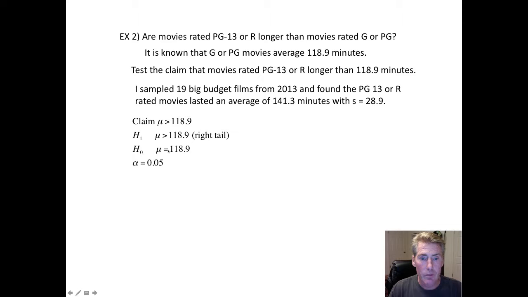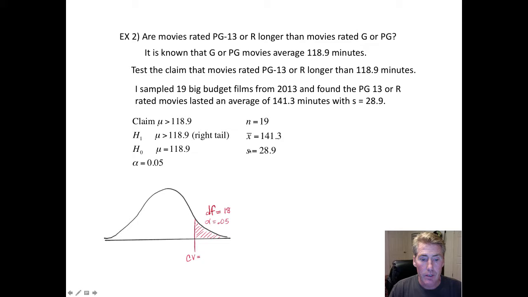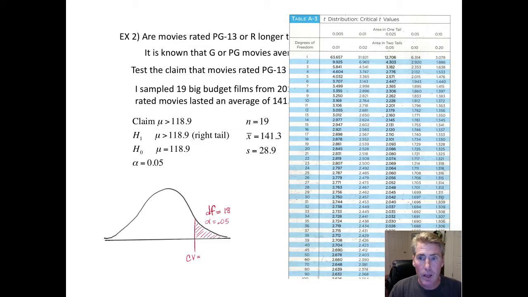H sub O always has equals, and as I said in the last one, as a default, we're using 95% level of confidence. So alpha equals 0.05. Then I just like to write down my sample information, have it all organized here. It's a right-tailed test. Degrees of freedom would be 18 from n minus 1. And then we need table A3. So this is going to be, again, 0.05 and one tail. This time go down to degrees of freedom is 18, so that would be right here, 1.734.